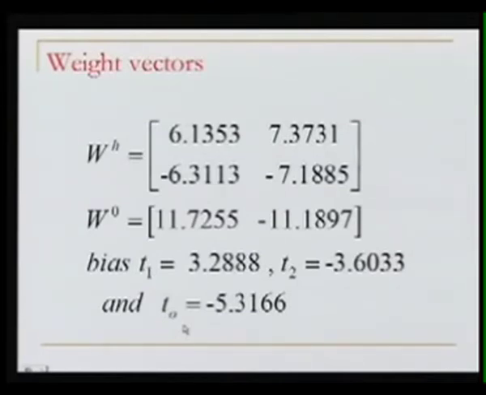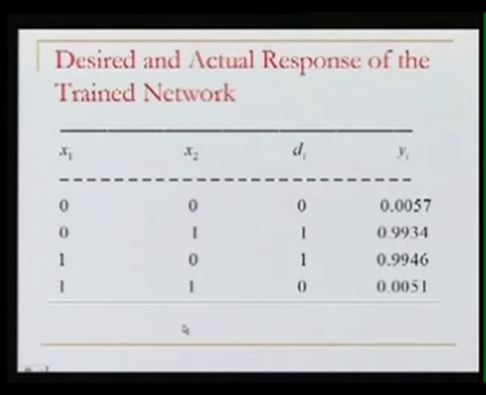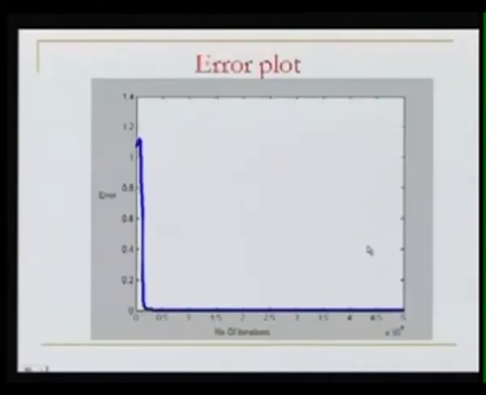After training, if you give this input, this is x1, this is x2, this is my desired output, and the actual output is very close to the desired output. You can say it is almost exact. This is your error plot. You can easily see, although we have taken 50,000, actually within 5,000 the training is over.